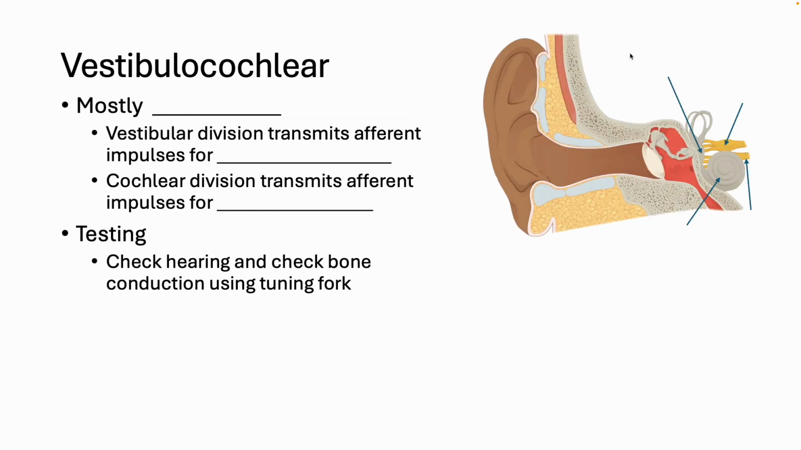All right, the vestibulocochlear nerve is mostly sensory. It has two divisions: the vestibular division, which is going to transmit impulses for equilibrium, and the cochlear division, which is going to transmit impulses for hearing. For testing, you're going to check the hearing and check bone conduction using a tuning fork.